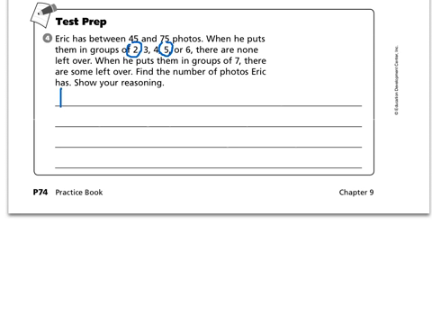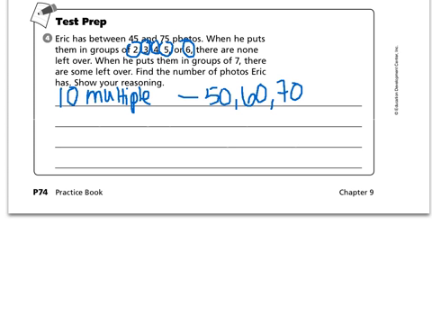both go into 10. So I know it needs to be a multiple of 10. That narrows my numbers down to 50, 60, and 70. Now I know that it can't be one of these because 3, 4, and 6 both go into them, but they have to go in evenly. I know that 3 can go into 60 20 times, 4 can go in 15 times, and 6 can go in 10 times. So this one works, but for 50, 3, 4, and 6 do not go in. And for 70, 7 would go in evenly, and I need to have some left over. So my answer is 60.